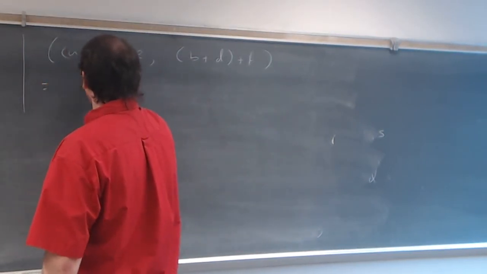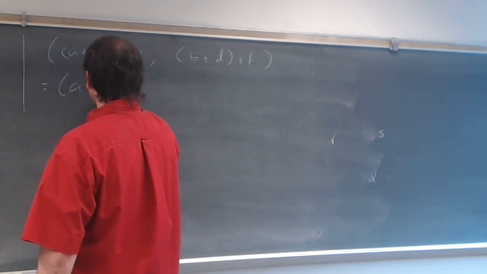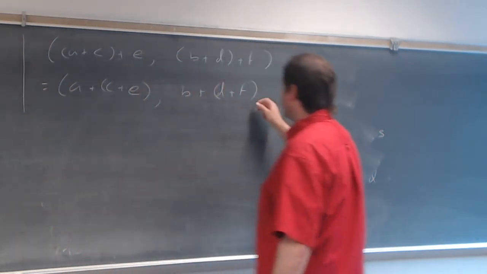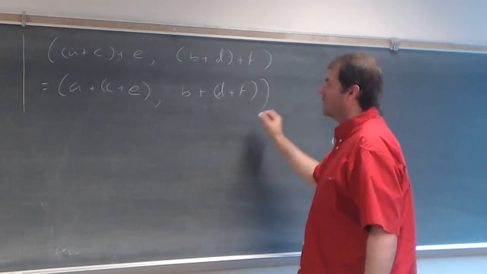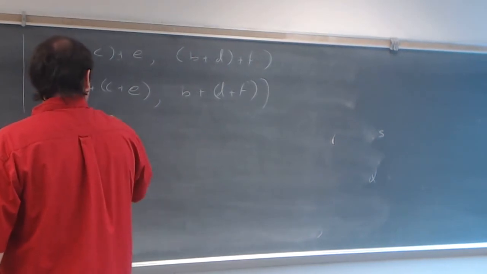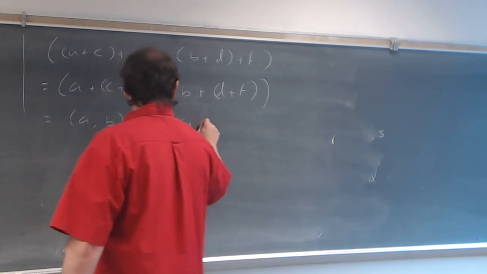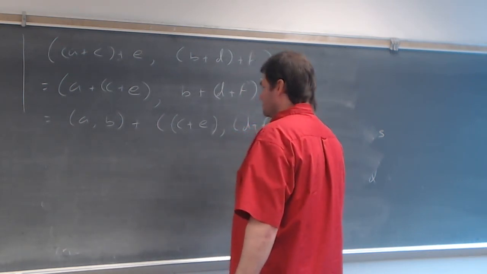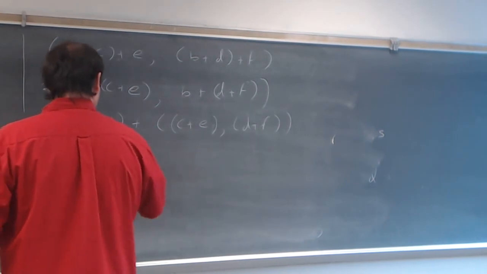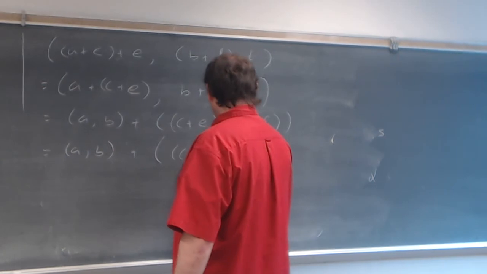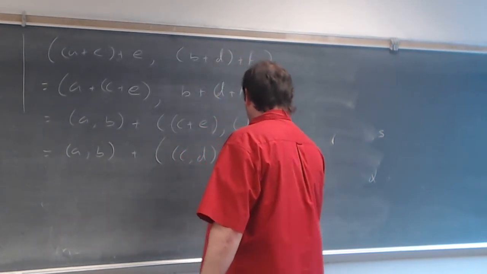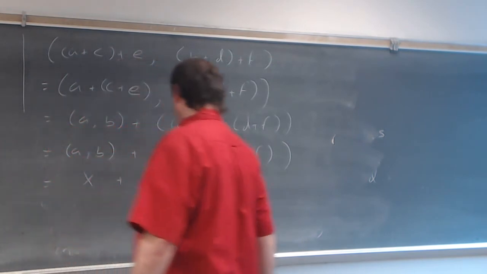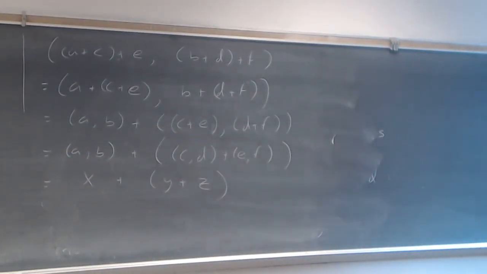Which we can rewrite, because of the associativity of the real numbers, as (a plus (c plus e), b plus (d plus f)), which we will rewrite as (a, b) plus the complex number (c plus e, d plus f), which we can think of as (a, b) plus ((c, d) plus (e, f)), which is the same thing as x plus (y plus z). And so that is the associativity part.